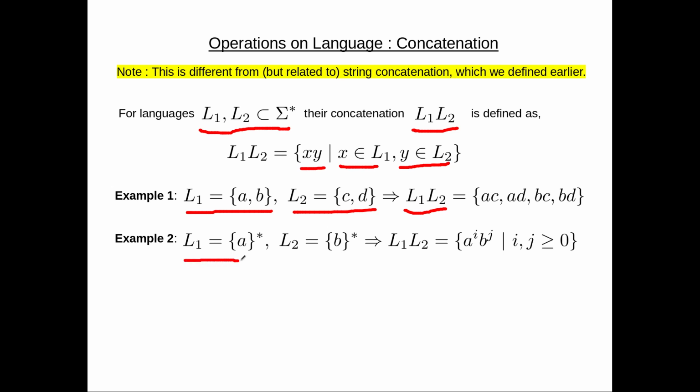Okay. So again, another example. Now this L1 is an infinite language. So this is just epsilon, A square, A cube, whatever. This is again epsilon, B square, B cube. Now if I take the concatenation, it will consist of strings of this form, X and Y. X will come from here and Y will come from here. So this X will be of the format A to the I, and this will be the Y, and this I and J can be anything, they can be 0.